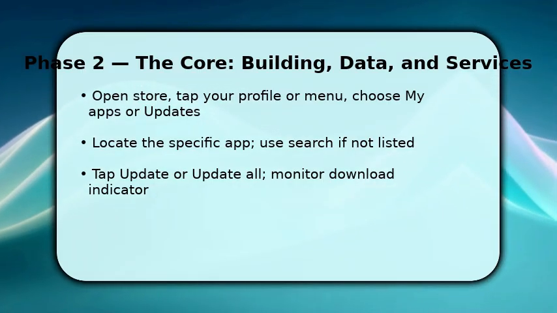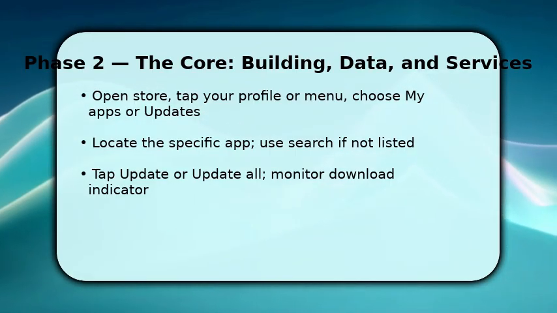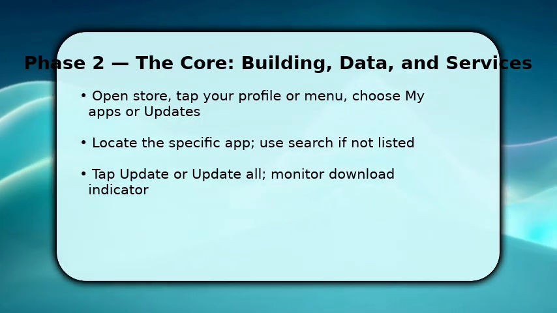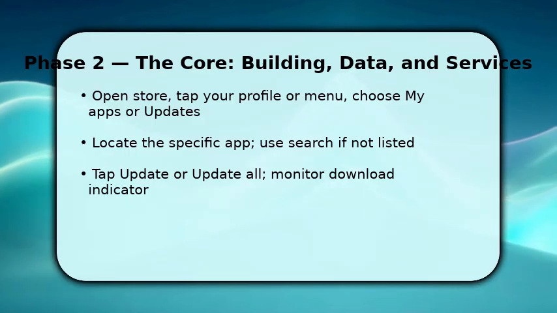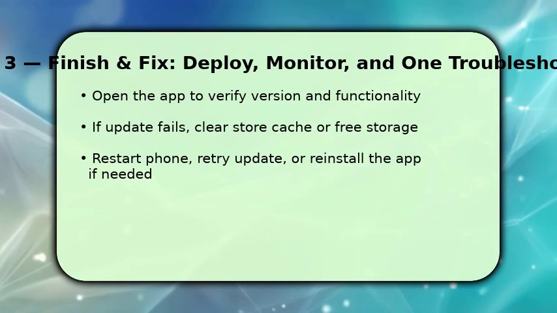When you press Update, watch the progress bar and notification. It shows download and install steps. If multiple apps update together, use Update All to save time, but know it uses more bandwidth and may take longer. You finish by opening the updated app and checking that key features work.